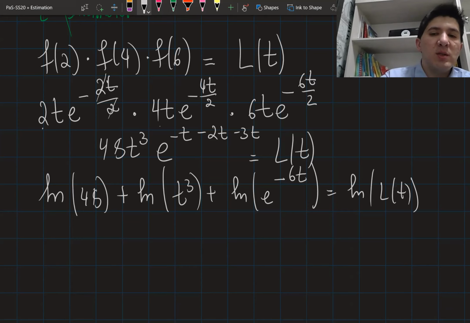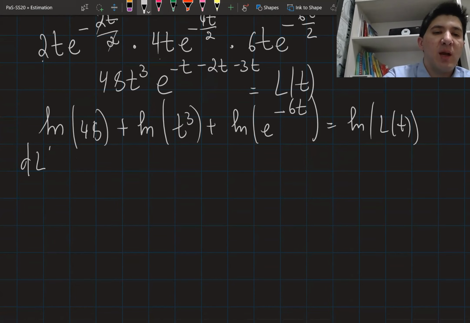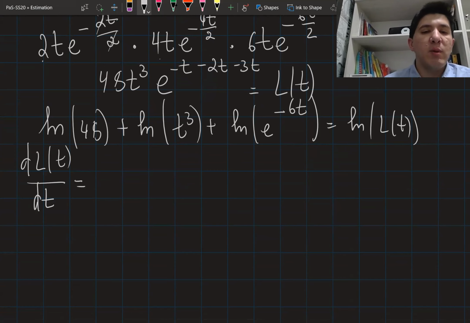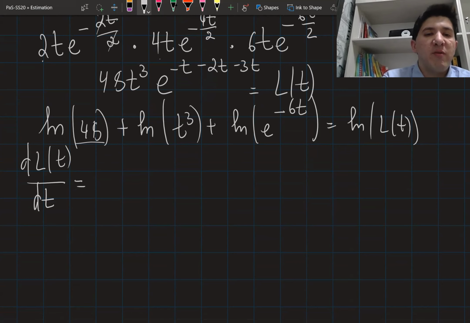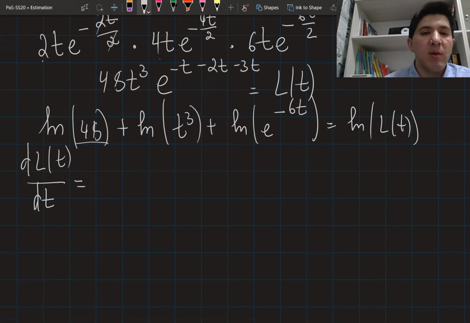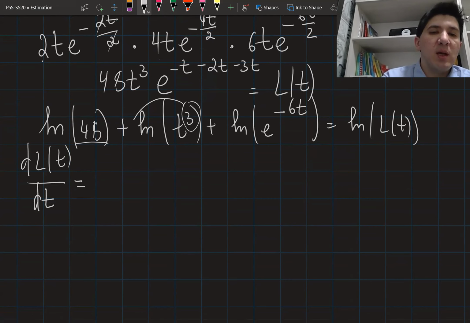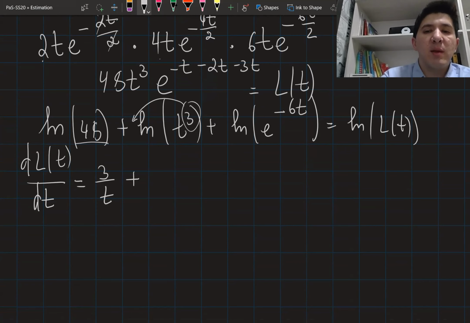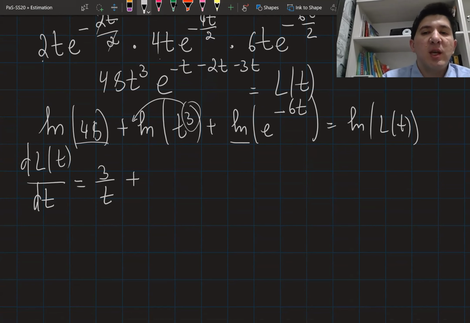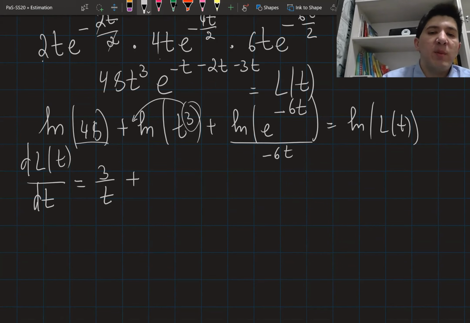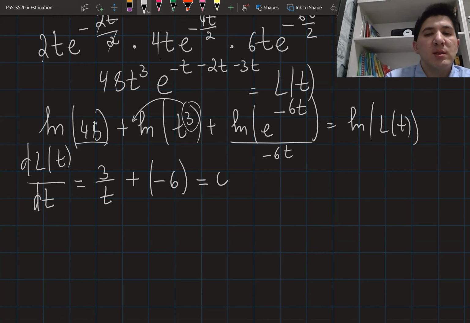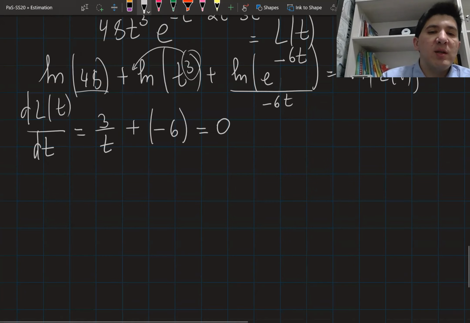So what we need to do is take the derivative of this with respect to t, and equalize it to 0. If you take a derivative, the first term is going to give you simply 0. For the second term, the 3 is going to go down, so it's going to be 3 over t, plus the derivative of ln of e to the power of minus 6t, which is minus 6t, and the derivative of minus 6t with respect to t is simply minus 6. And we have to equalize this to 0, right? And from here, we need to find a value for t.